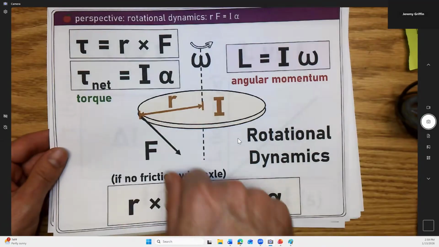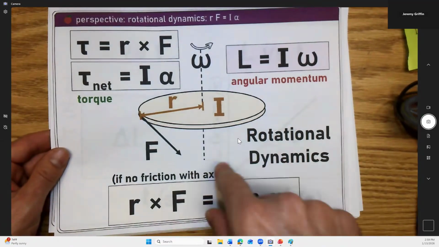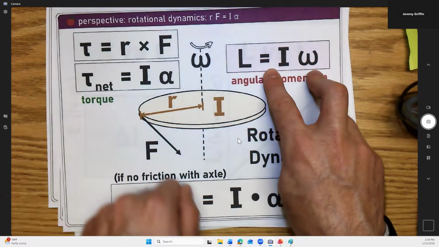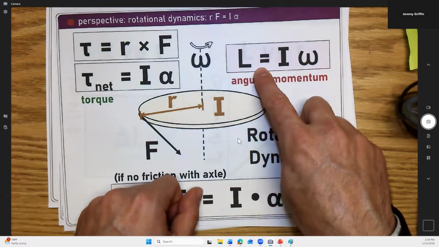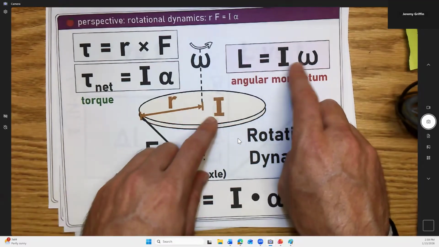So I've got my string wrapped around this turntable. I'm pulling, speeding up the spinning. So what's happening to this angular momentum while it's speeding up spinning, as time passes? The I is constant, but what's happening to this omega?